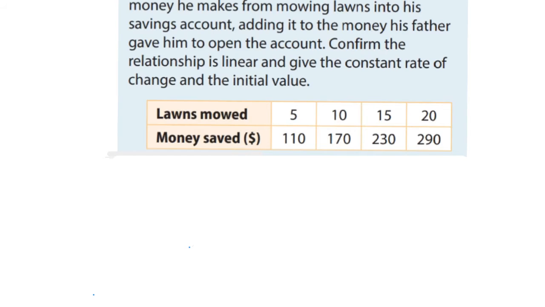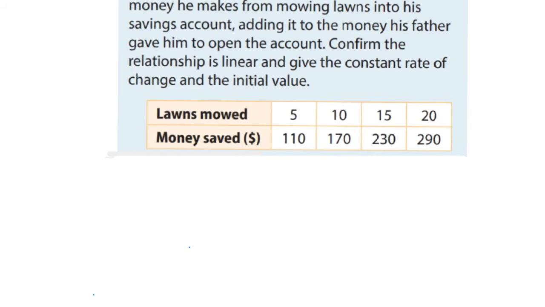Okay, so this problem is not in your book. Greg deposits the money he makes from mowing lawns into his savings account, adding it to the money his father gave him to open the account. Confirm the relationship is linear and give the constant rate of change and the initial value.